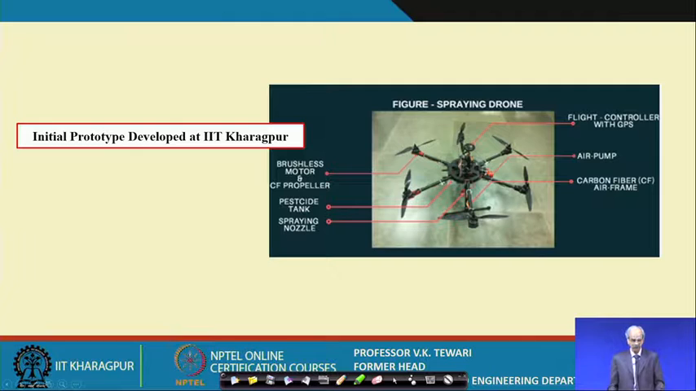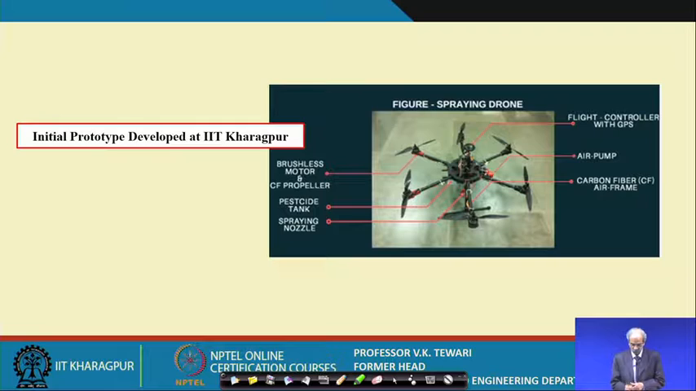Initial prototype developed. We developed a small prototype at IIT Kharagpur, with about 500 gram payload, and we would like to show you the working of this here. You can see the details here in the system.